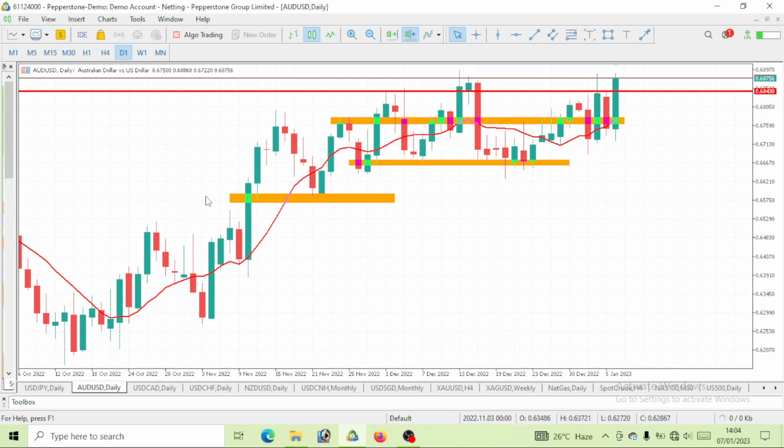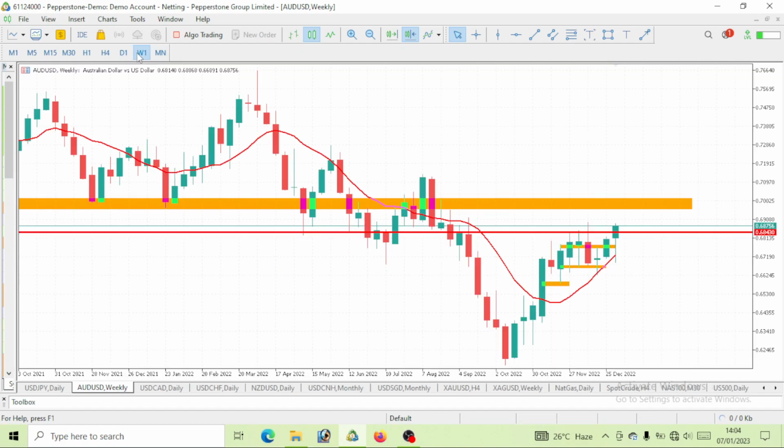So, we would take an analysis. We want to take a look at AUD USD for this week. In order to be able to predict this move, we would start from the higher time frame and analyze it downward to the lower time frame.